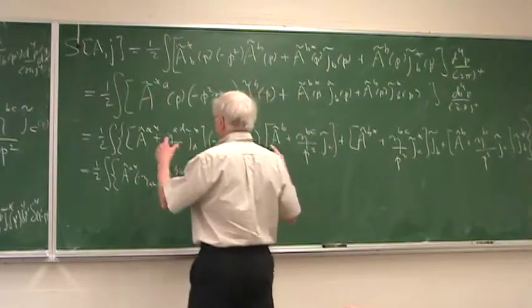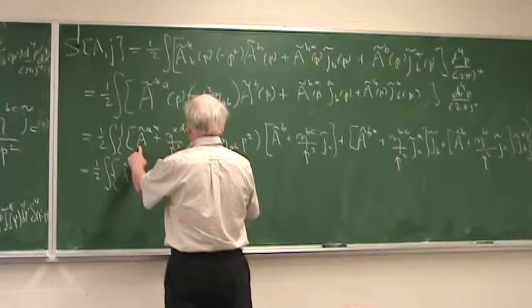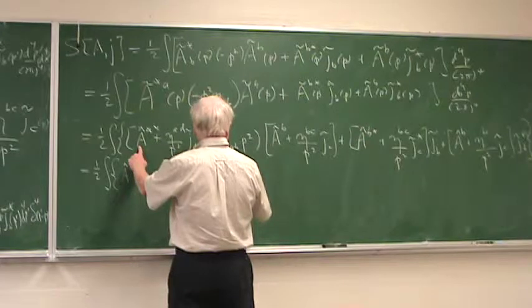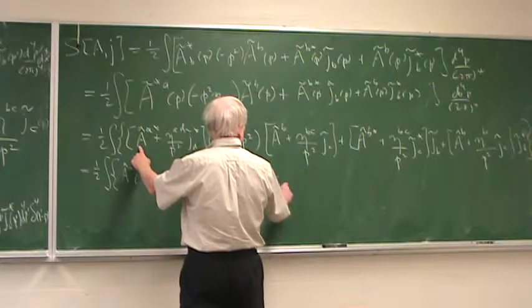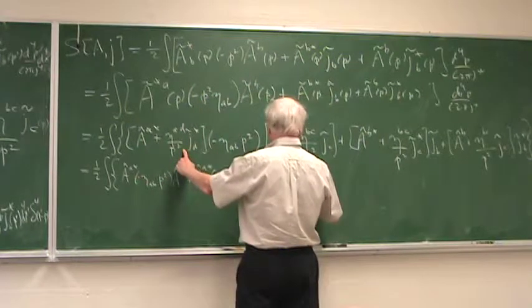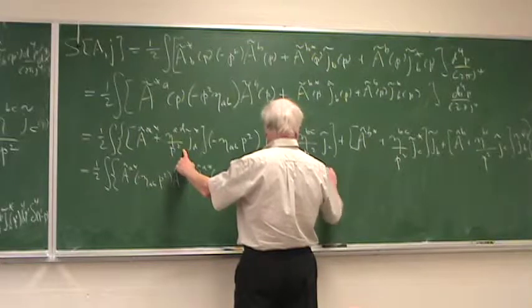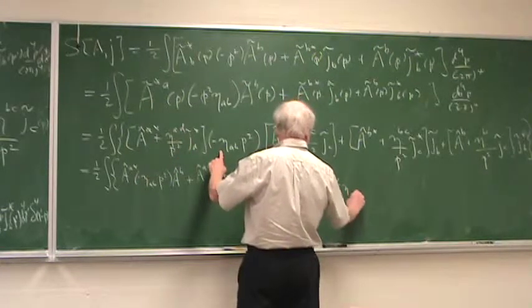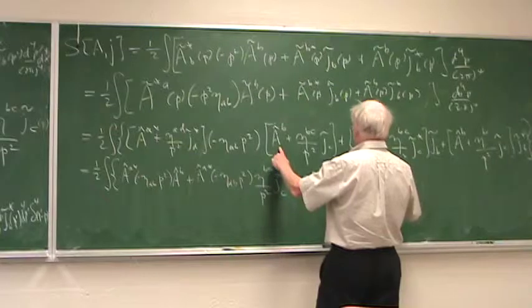Then we've got these terms that are linear in A. So we have A hat A star times minus eta AB P squared times eta BC over P squared J C tilde. So that's that term. But then we also have this term, which is eta AD over P squared J D tilde star, minus eta AB P squared times A hat B.